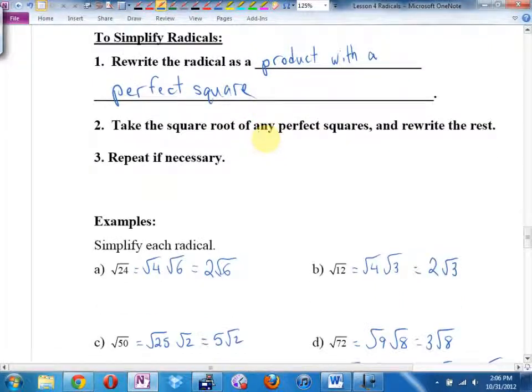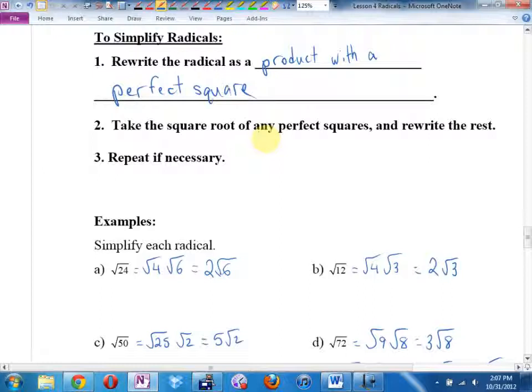Okay? So again, even though 24 is 2 times 12, that's a waste of my time. 2 is not a perfect square. 12 is not a perfect square. I'm not even going to try those. What numbers am I going to try? 4, 9, 16, 25. It's a pretty quick list.